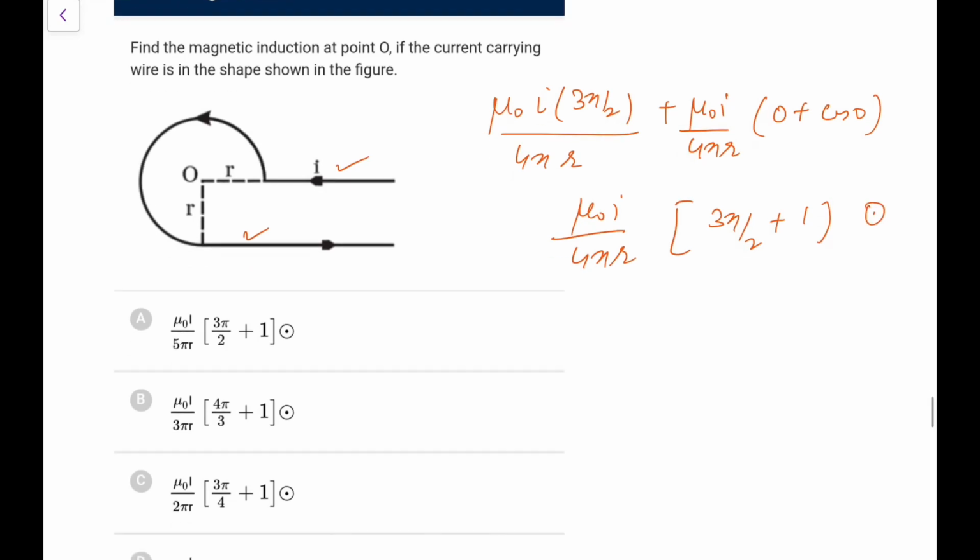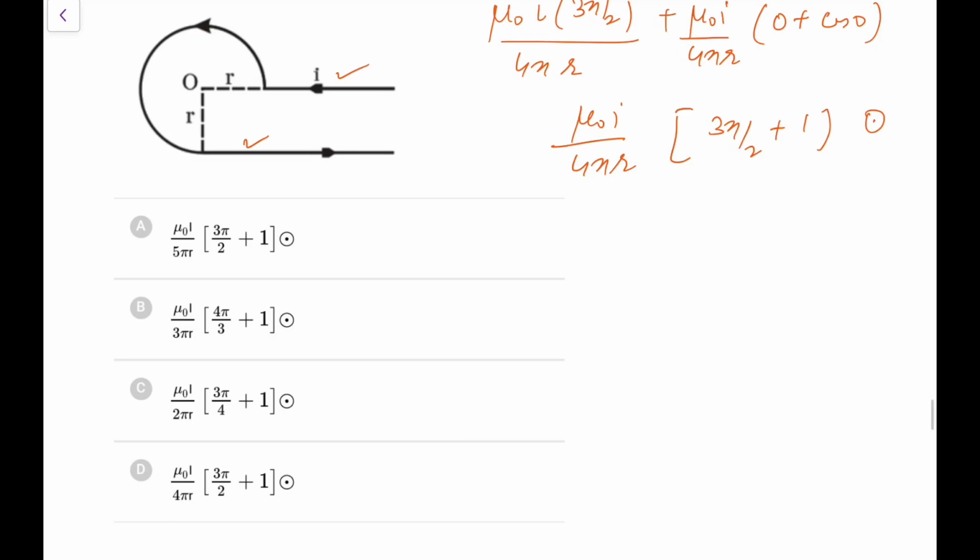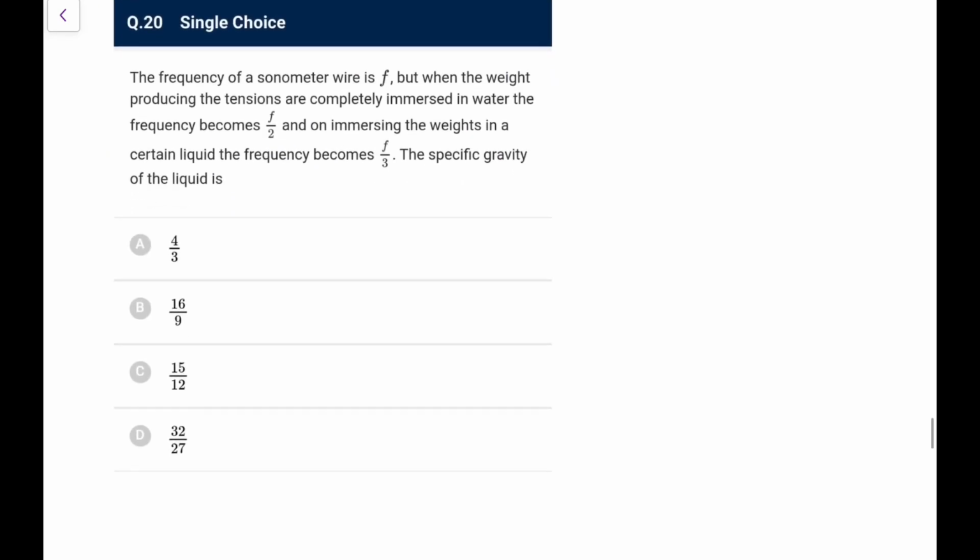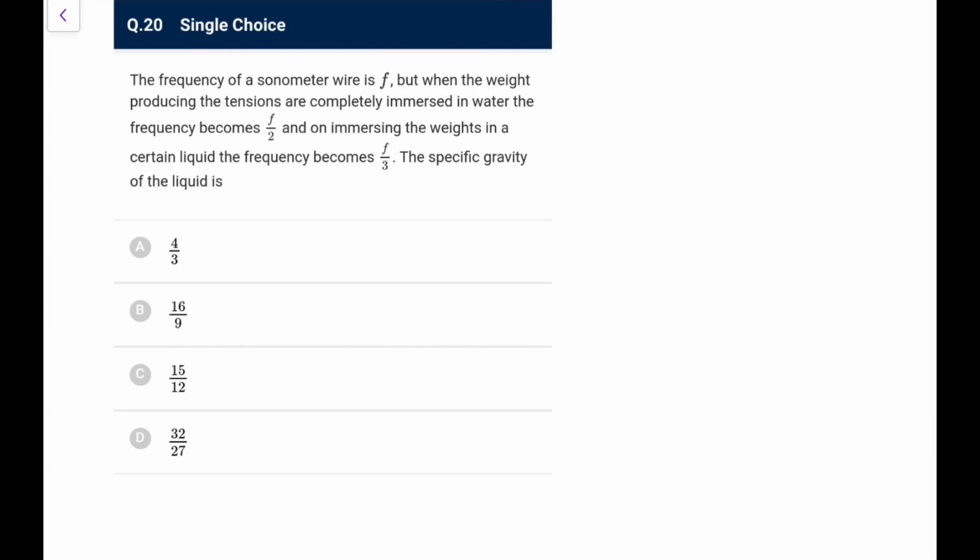So as per this option, we are left with only one choice, this is D. So an easy one, you must have done such questions many times. The frequency of a sonometer wire is F, but when the weight producing the tension is completely immersed in water, it becomes half, and on immersing the weight in a certain liquid, it becomes 1/3. The specific gravity of the liquid is?